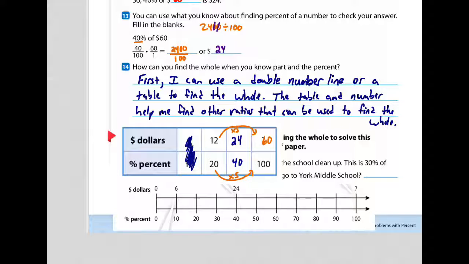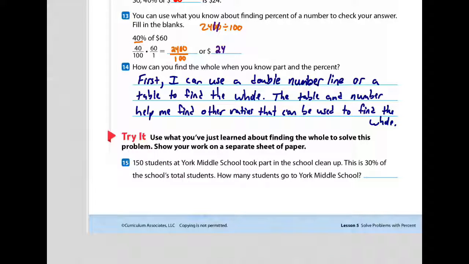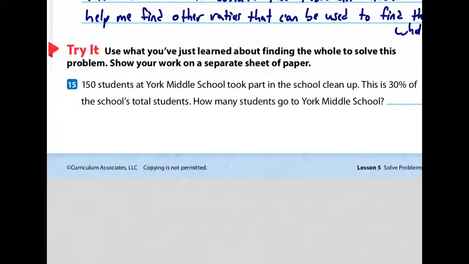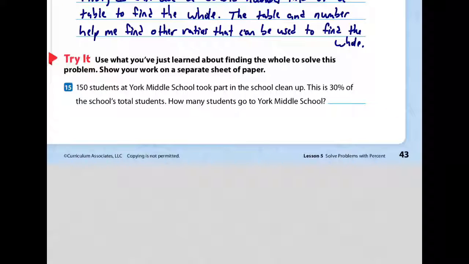All right, so now we're going to go down to 15 and 16. Ooh, I mean just number 15. There is no number 16. So let's read it, and we're going to get you set up. So 15 says, we'll read the directions. Use what you've just learned about finding the whole to solve this problem. Show your work on a separate sheet of paper. So it says, 150 students at York Middle School took part in the school cleanup. This is 30% of the school's total students. How many students go to York Middle School? So think about it.